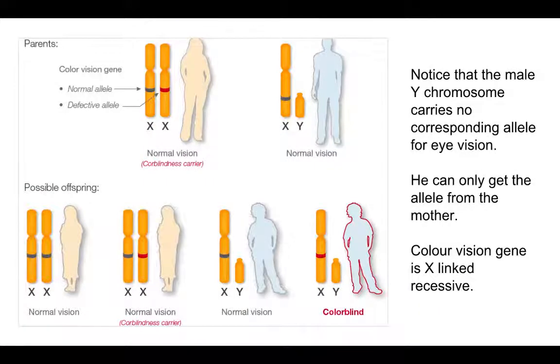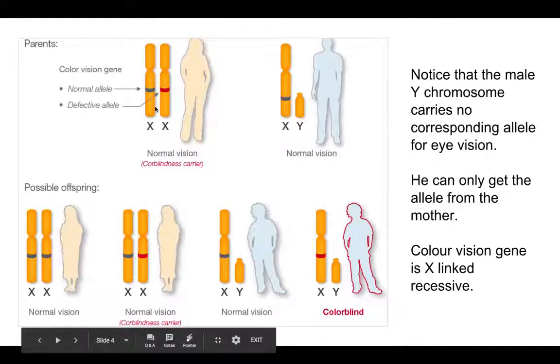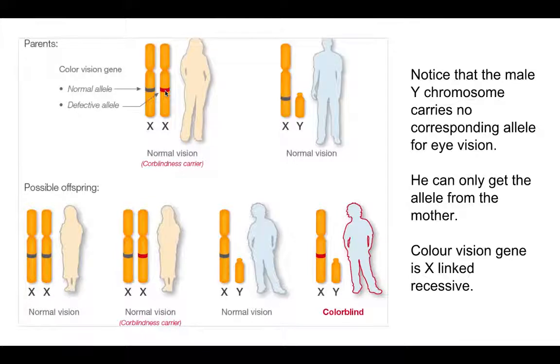Let's look at an example of parents and the possible offspring that can result when we have a female carrier for colour blindness and a male with normal vision. And there are 4 possible offspring that can result from these particular parents. Notice the female has a normal allele and a defective allele. She's a carrier for colour blindness. It's recessive, so she's not affected. The male has normal vision, but no corresponding allele on the Y chromosome. It doesn't carry it. There are 4 possible offspring that can result.